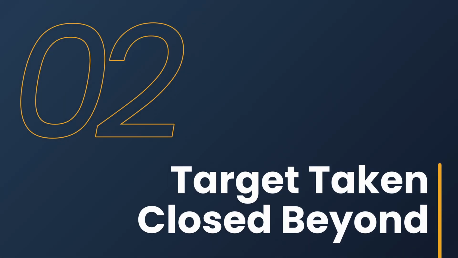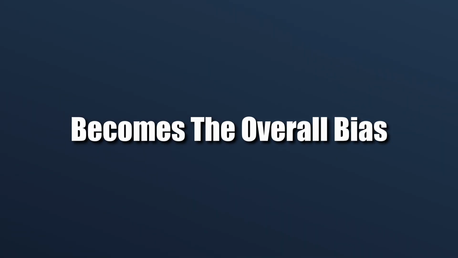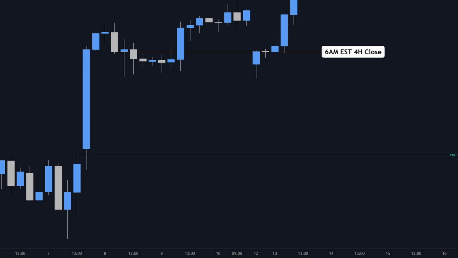In scenario 2, price takes the daily target and closes beyond it. At that point, our focus shifts to how the 6 a.m. 4 hour candle closed. Whatever bias the 6 a.m. candle closes with will take precedence. For example, if price takes out the previous day's high and closes above it, but the 6 a.m. candle closes bearish, we shift from a bullish bias to a bearish one.